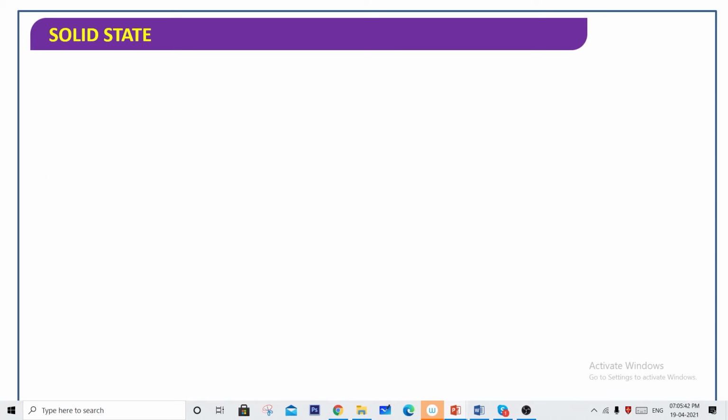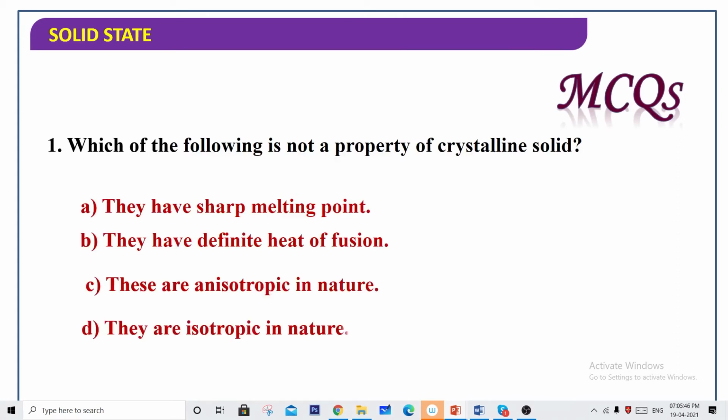The type of crystal that does not show anisotropy is... Okay, here I have a question. Not a property of crystalline solids. They have a sharp melting point. They have definite heat of fusion, but they can be either isotropic or anisotropic, right? Which one is it? They are isotropic in nature.